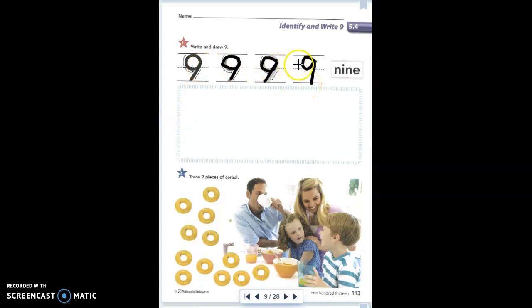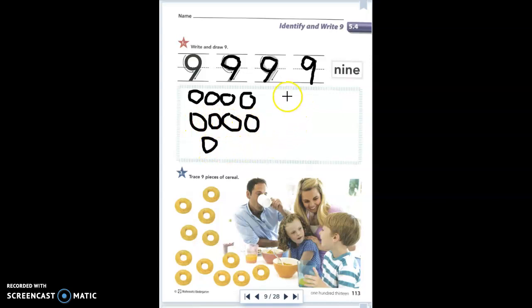So 9 can be represented by this symbol. It can also be represented by the number word N-I-N-E. When I draw 9, it looks like this. Now I have 9 objects. 1, 2, 3, 4, 5, 6, 7, 8, 9.